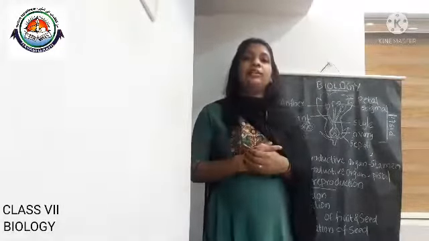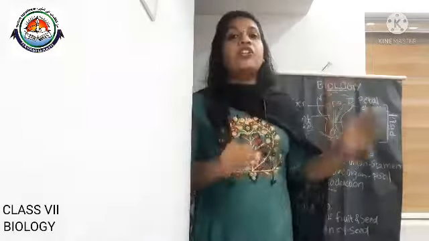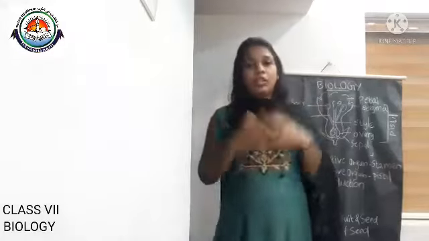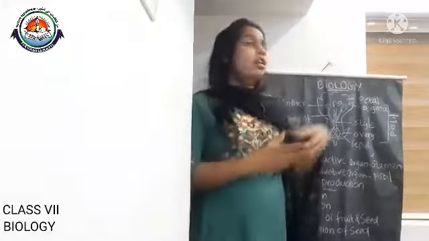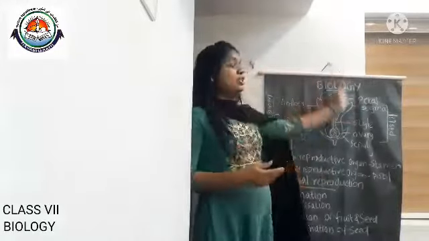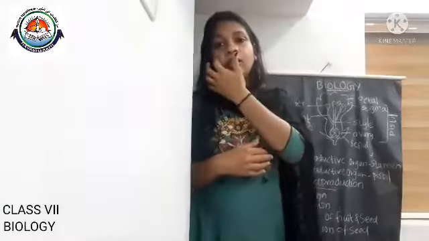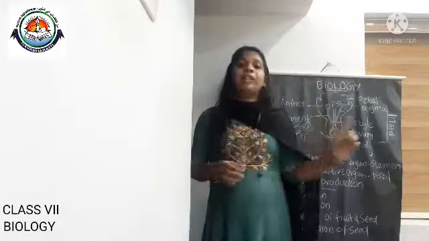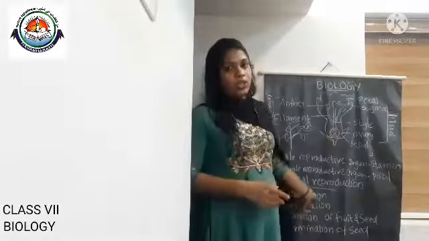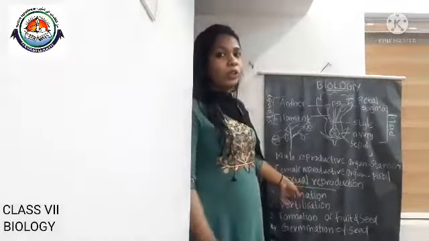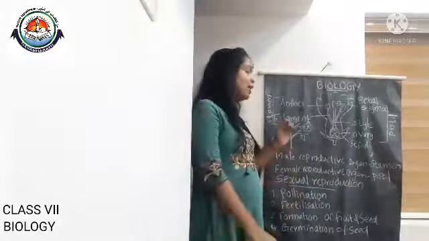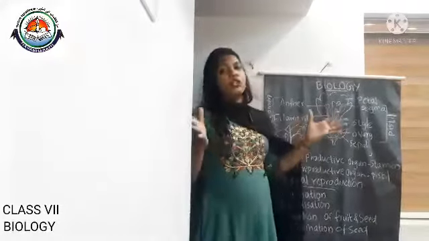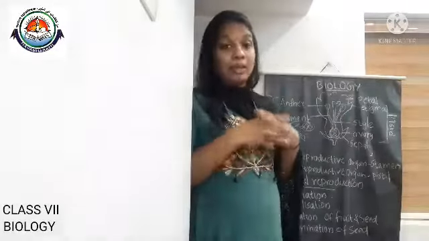So we know that the fusion of male gamete and female gamete is there in a sexual reproduction. So how does the male gamete reach the female gamete? How do they meet together? Yeah, that is happening by pollination. So pollination is the most important first step in the sexual reproduction. Without pollination, no sexual reproduction takes place in plants.